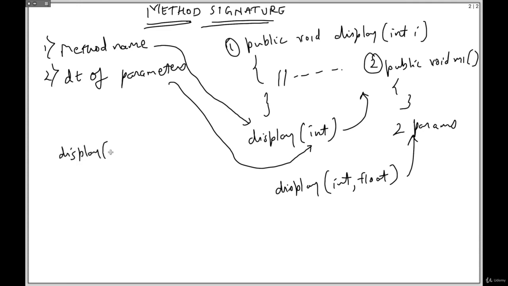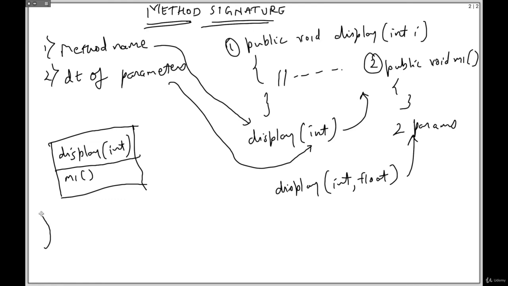So display int, this is the first method, and the second is m1 with no parameters, and it will create a table sort of like this, and it will use this particular table for method resolution. So whenever you do a method call, it will look up that particular method signature, and it will resolve those calls. Now if the compiler doesn't find a method signature for any of the methods, it will throw an error.